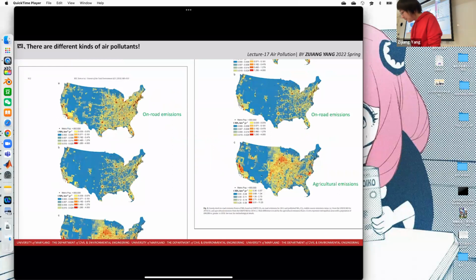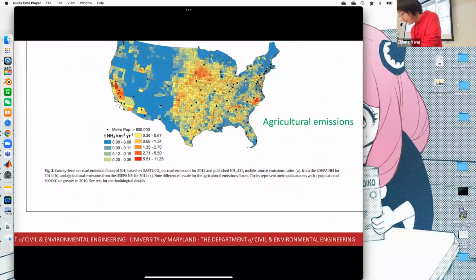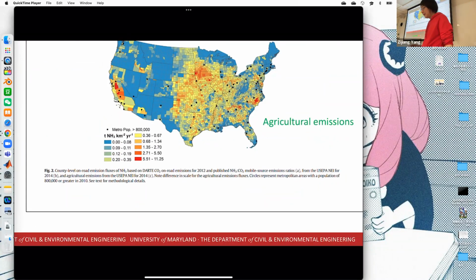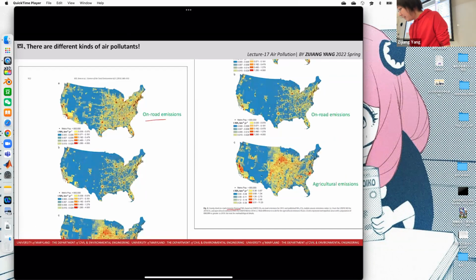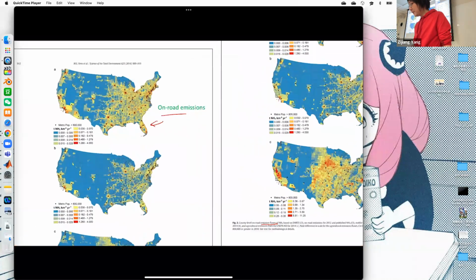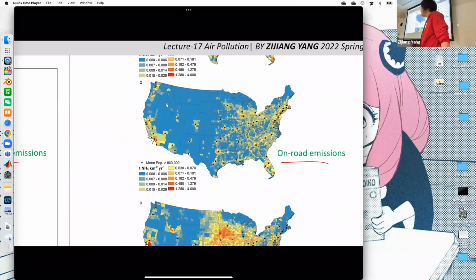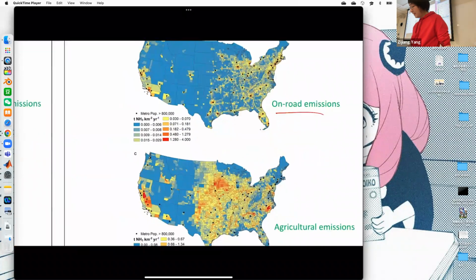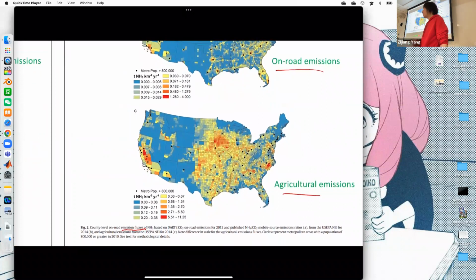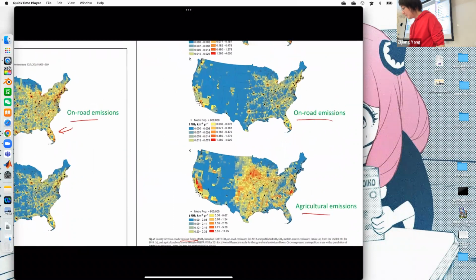This picture shows the emission of ammonia in the United States. I didn't find the ground level ammonia concentration, but I found the emission. This plot is the on-road emission, so this is the emission of ammonia from vehicles. The next is also an on-road emission, but from a different source. And the last one is the agricultural emission of ammonia. So let's look at these together.